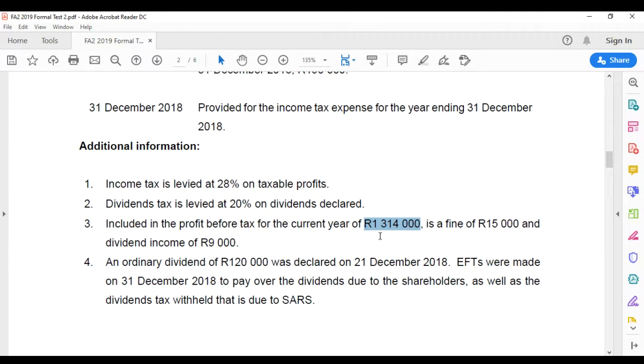So in order to go from this figure where we've already deducted it as an expense and to arrive at our taxable profit, what do we have to do with that 15,000? We have to add it back or deduct it. If you can just type for me, add back or deduct.